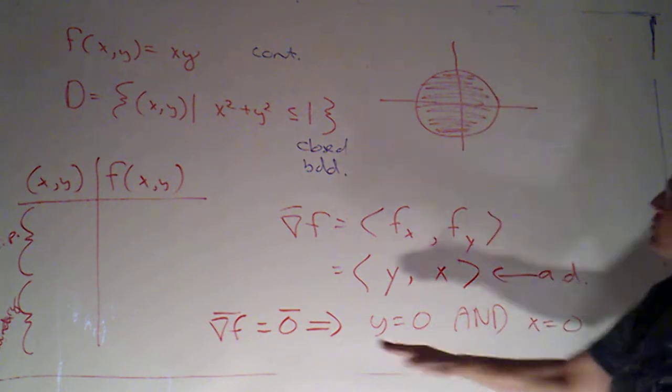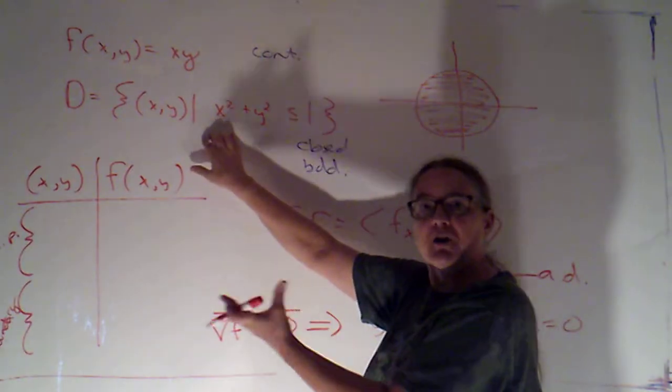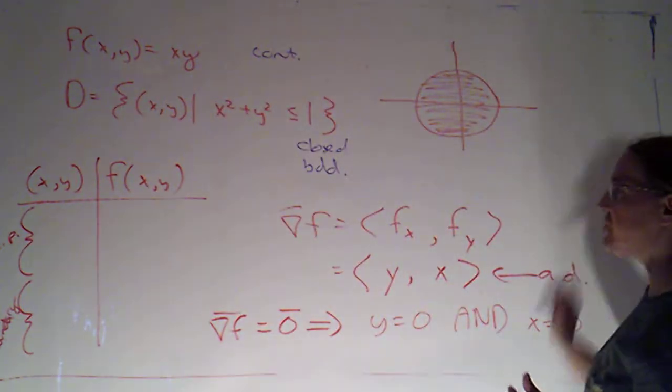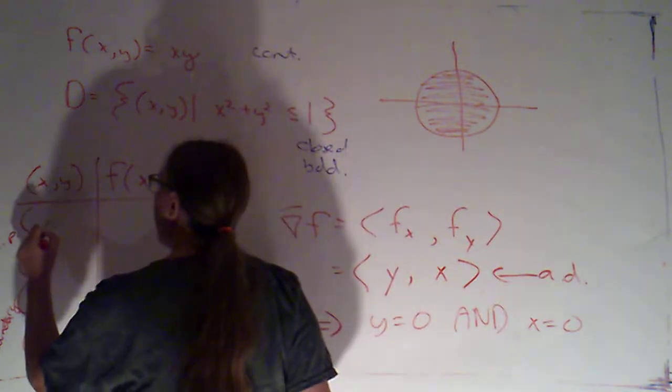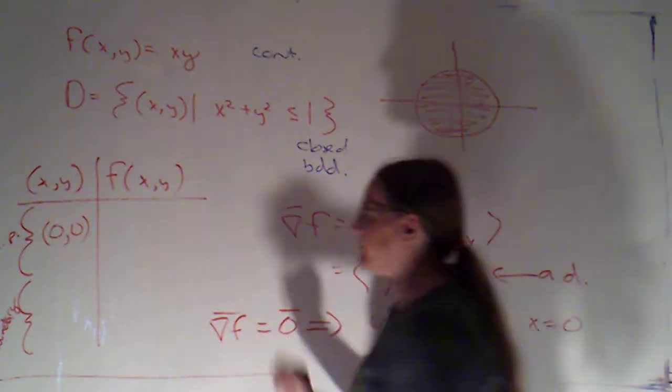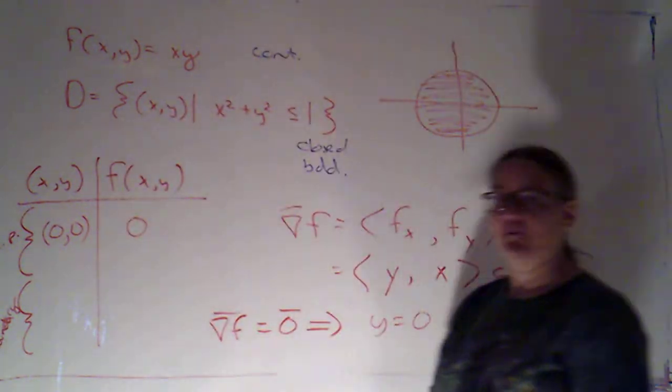Again, remember when you're working on an artificially restricted domain, not the natural domain of the function, do always check that the critical points that you find are actually in that region. Okay, and of course 0 times 0 will give me 0.